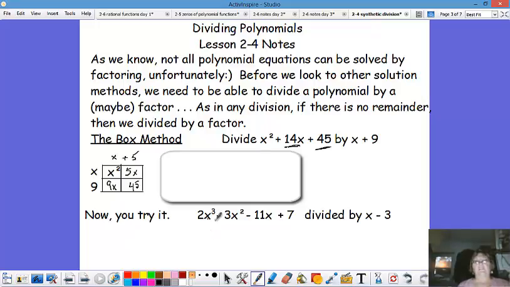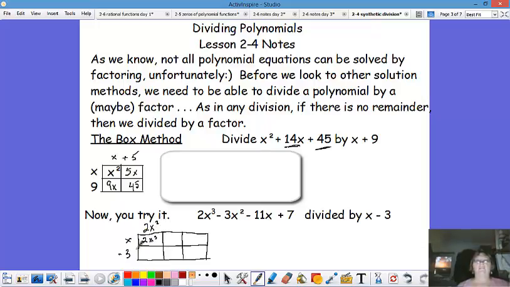And we've got 4 terms in our polynomial here. So we're thinking we need 3 terms in our box. 2 rows, because our divisor has 2 terms. And here's what we're going to do. We're going to divide by x minus 3. We know that our first term has to be 2x cubed. So I'm going to put that inside, and I'm going to think, to get that 2x cubed, I had to multiply x by 2x squared.